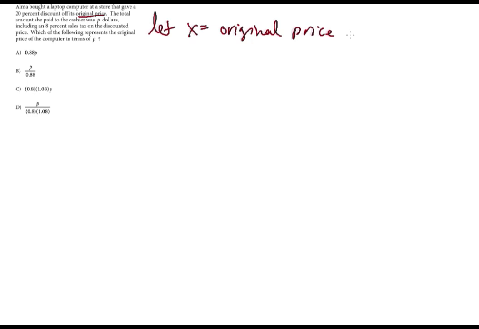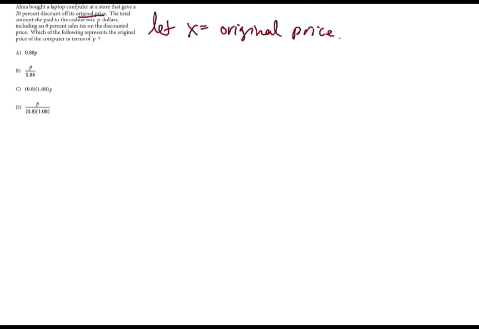Okay, so on the test, obviously you don't have to write this, but in your mind, you do want to go through this. So the total amount she paid to the cashier was P dollars, including the 8% sales tax on the discounted price. Which of the following represents the original price of the computer? Usually after the first read, you're not going to be able to fully grasp the whole situation, despite taking notes. So let's go over it again the second time and then see what else we can pick up here.